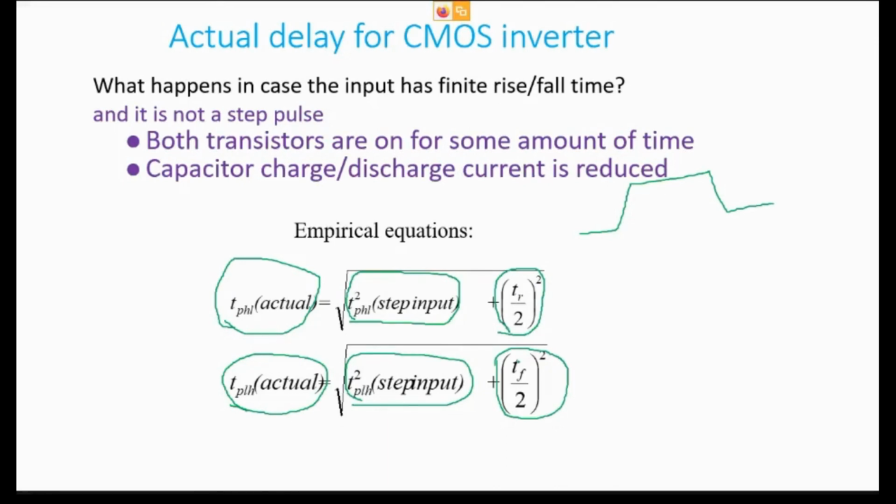Now we will be discussing the doubts. So if you have any doubt, we can discuss that.